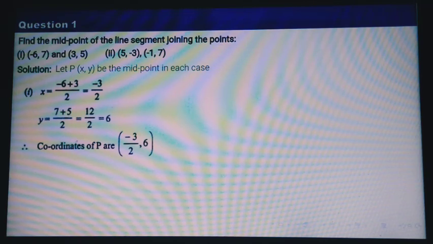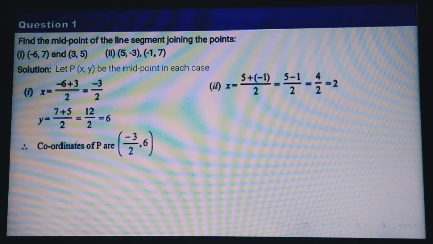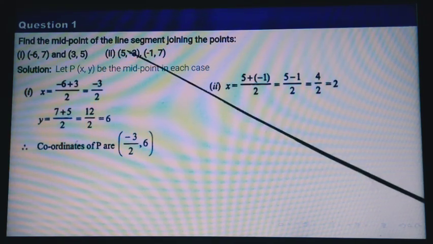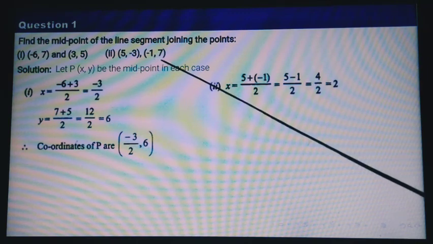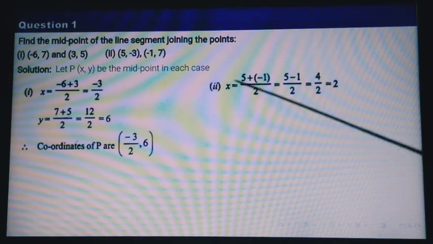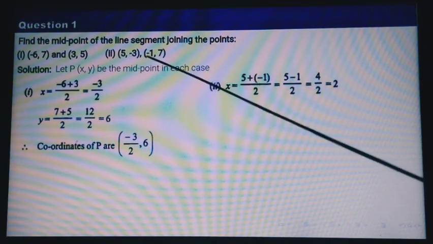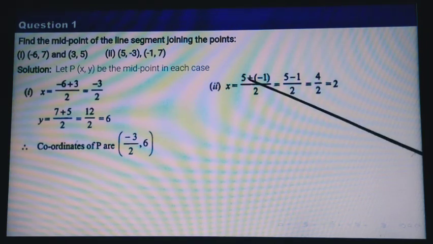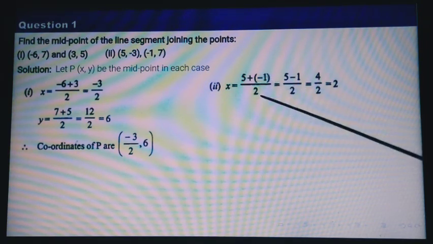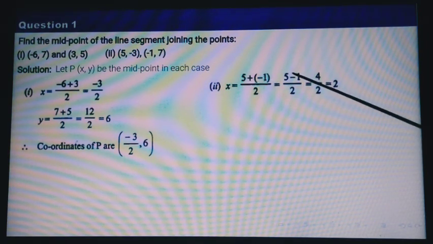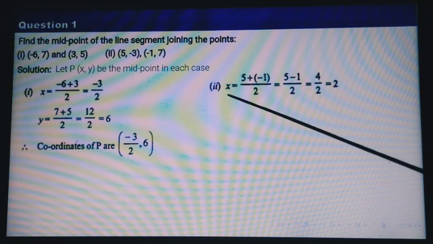Now similarly let's take another one. For this one, this is my x1 y1, this is my x2 y2. Okay, so x is given by x1 plus x2, that is 5 plus minus 1 whole divided by 2. Plus into minus is minus, so 5 minus 1 is 4, so 4 divided by 2 is 2. So this gives me x.